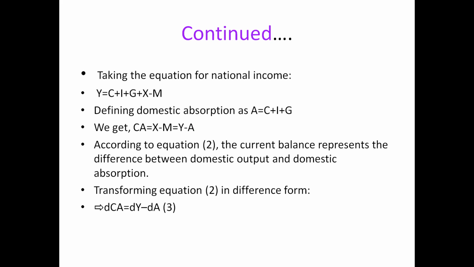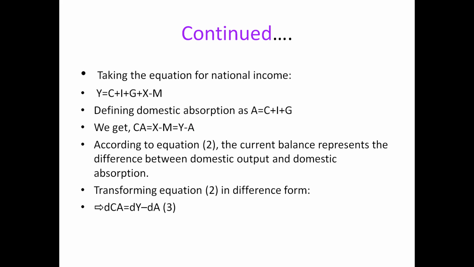Taking the equation for national income, we get national income Y equal consumption C plus investment I plus government spending G plus net exports, export X minus import M. Defining domestic absorption as A, we get domestic absorption A equal consumption plus investment plus government spending. We get current account equal export minus import equal income minus domestic absorption.